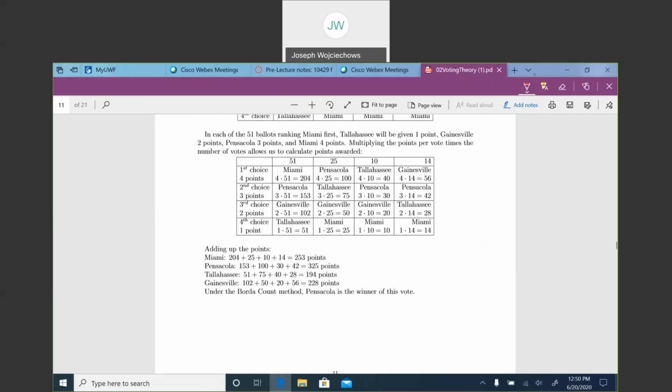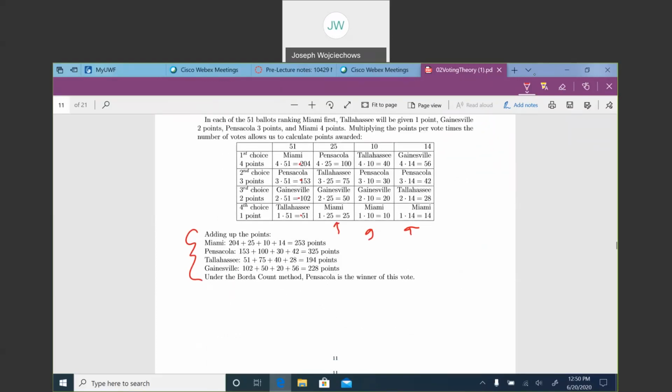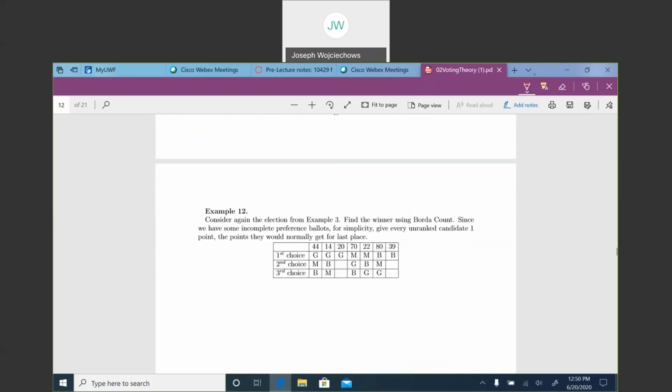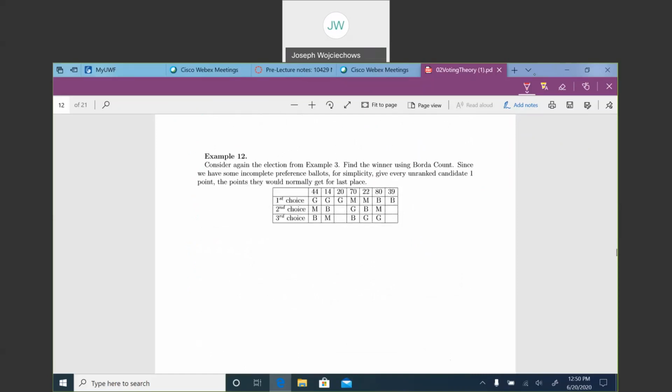So here we have that. See how we multiply 1 times 51, 2 times 51, 3 times 51, 4 times 51. Then we do it here, here, and here. We get our totals. We add them all up here. And looks like Pensacola is the winner. So let's go back to this election here.